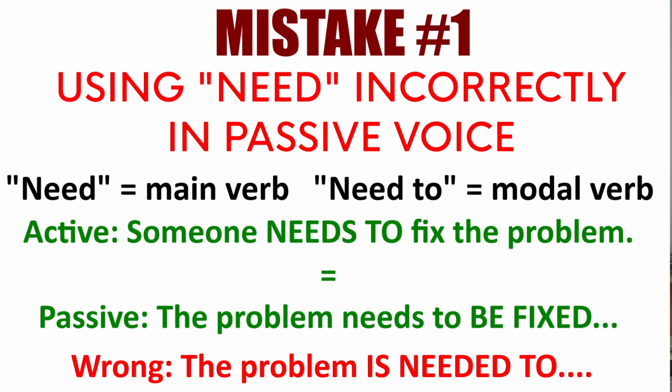An example: someone needs to fix the problem. Need to is not your main verb here. Fix is the main verb. So it is incorrect to say the problem is needed to fix, or the problem is needed to be fixed. You will keep needs to the same. You will not change it. You will say the problem needs to be fixed. You turn fix into passive voice. Be fixed. So after need to, that is where the passive voice happens.